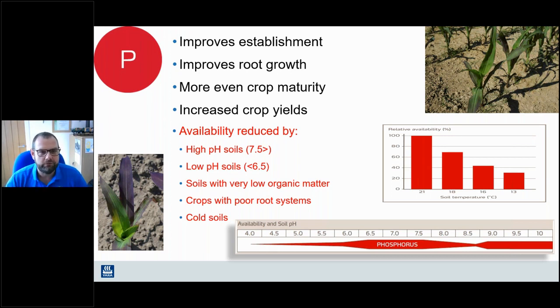And it's all around even maturity. Again, early applications improve establishment and root growth, just like they do in any other crop, and ultimately leads to increased crop yields.